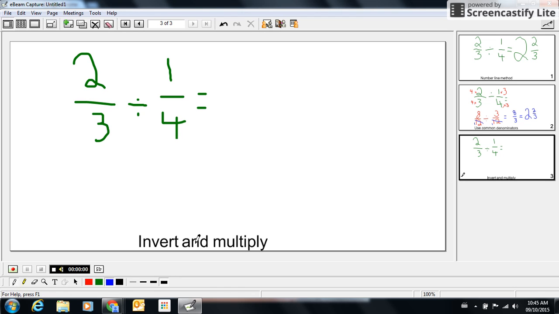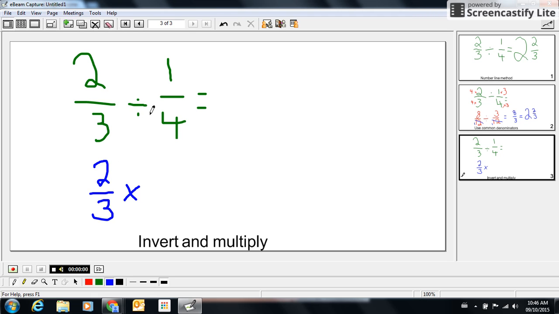Basically, on the invert and multiply way, we are going to rewrite this question. We are going to get rid of this division symbol and replace it with a multiplication. So I'm going to rewrite the question, and I'm going to do it in blue here. I'm going to rewrite 2 thirds. Now I'm going to change this division to multiplication because I personally find multiplication easier.